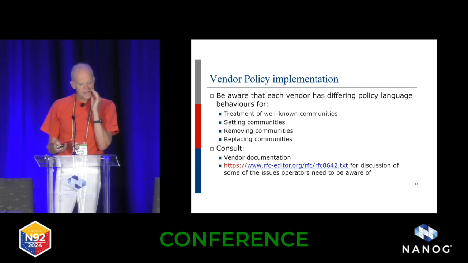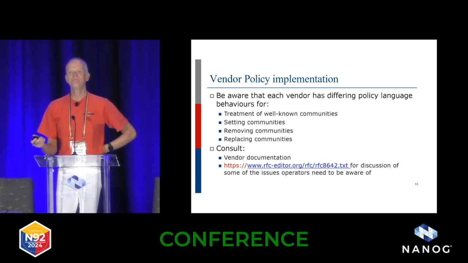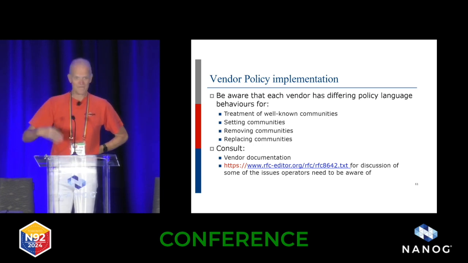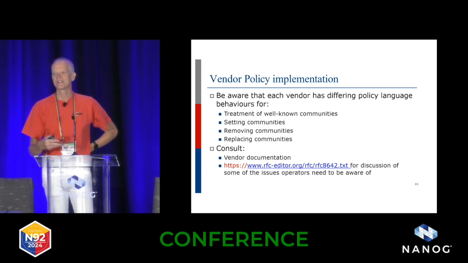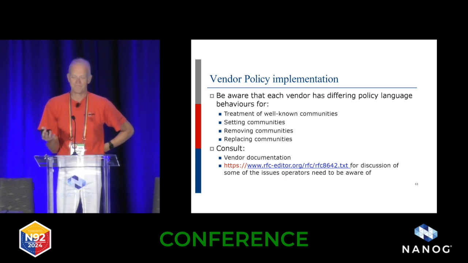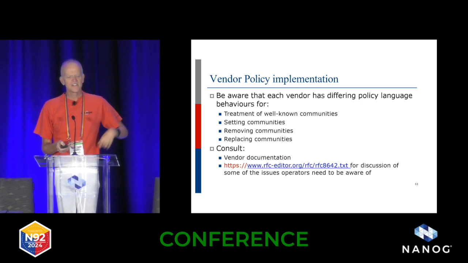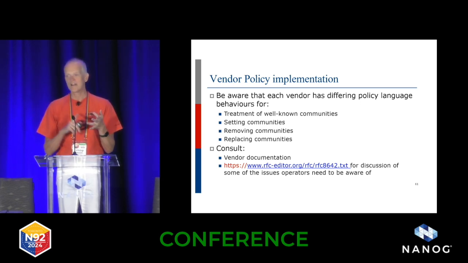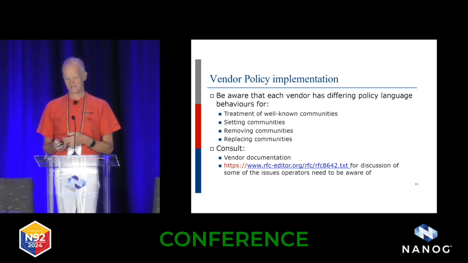Okay, jump through all this. There's the vendor policy implementation. I mean, RFC 8642 should be a wake-up call for a lot of people. You can't just assume that vendor A behavior is going to be the same as vendor B behavior. And there were quite a few interesting examples in the lead up to that RFC being published about some of the strange differences between different vendors. And it's just how they treat well-known communities, how they set, how they remove communities that are there by default.